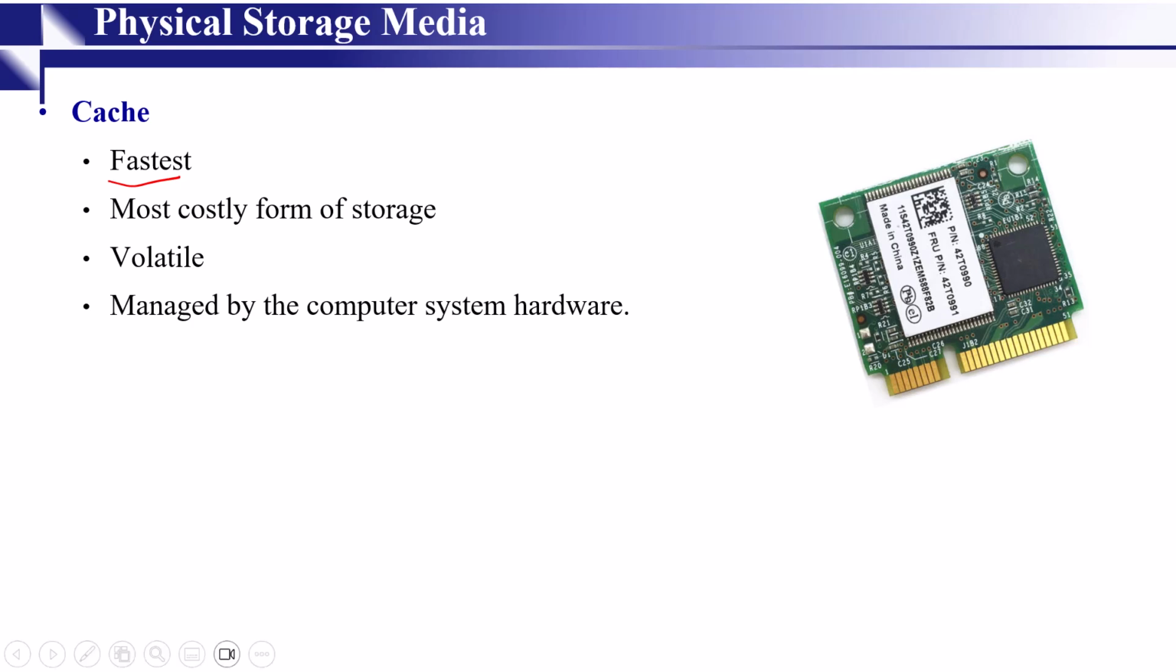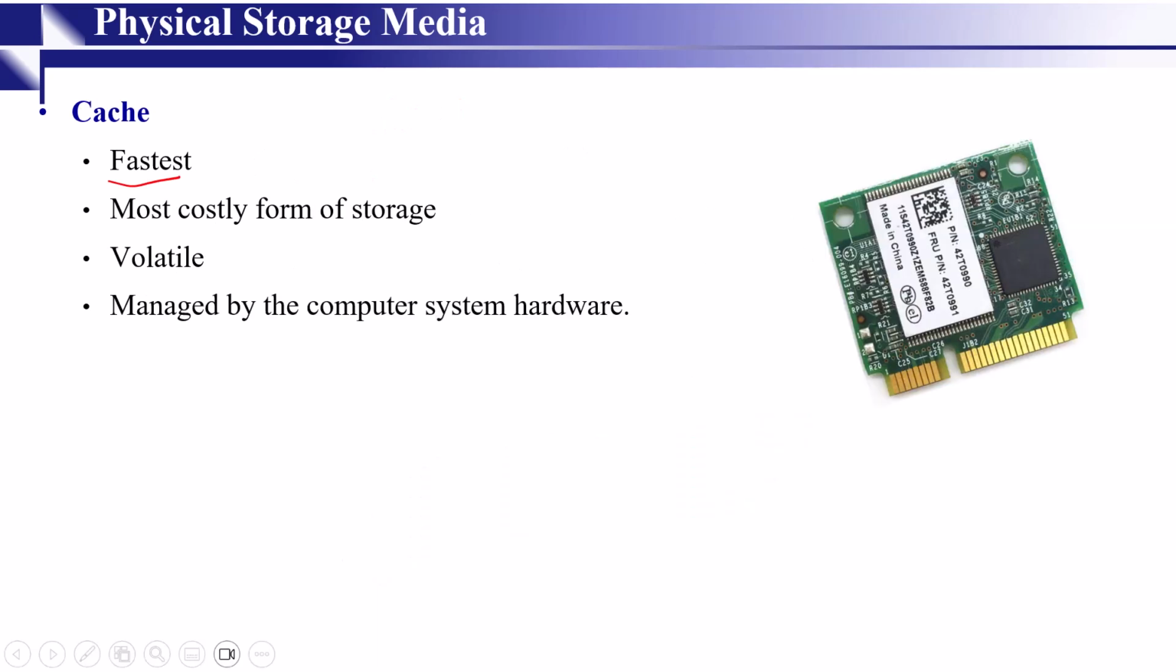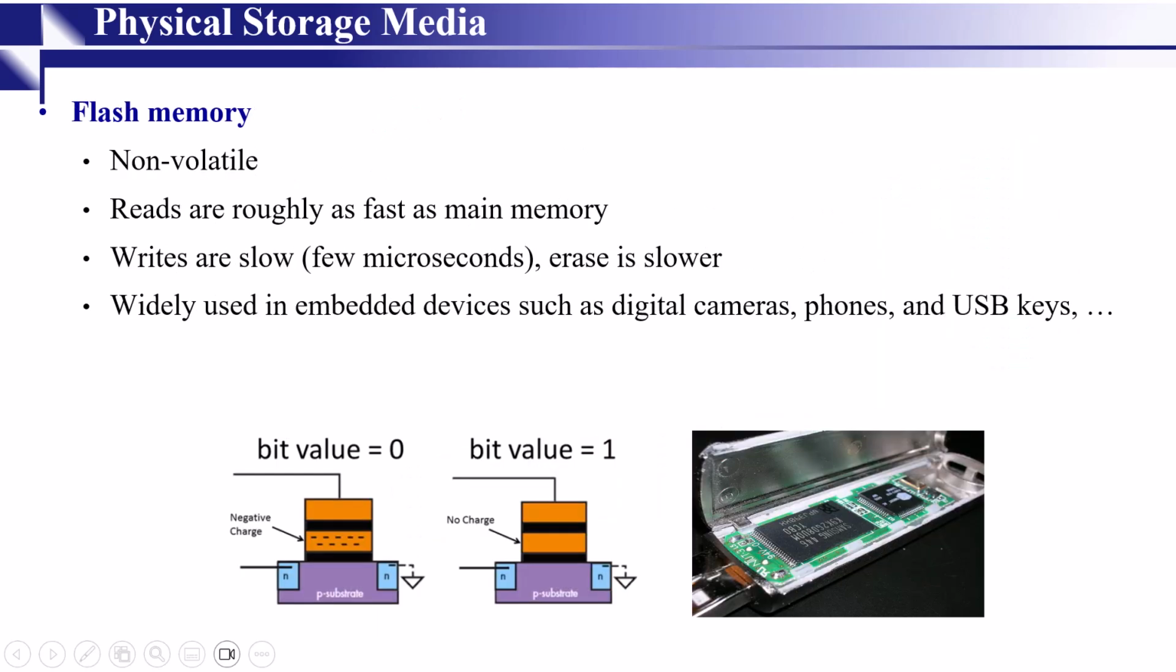data access. Then we have main memory or RAM, random access memory. This provides fast access to data, typically 10 to 100 nanoseconds. However, it's volatile and generally limited to a few gigabytes in capacity. The speed is less than cache, but the capacity is more than cache. Then flash memory.